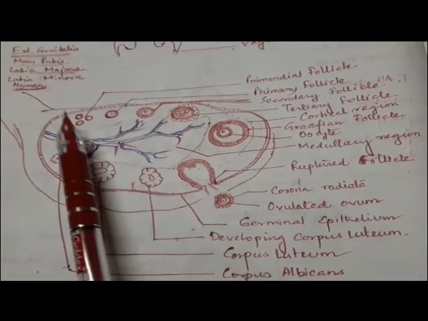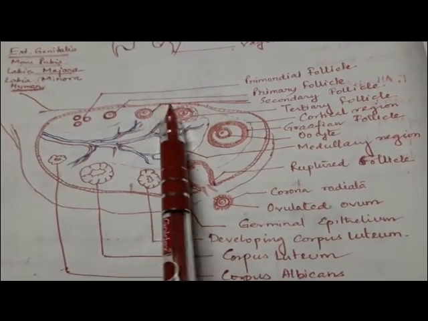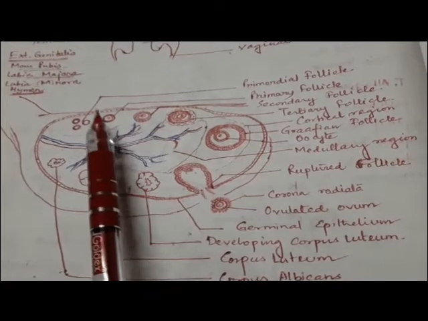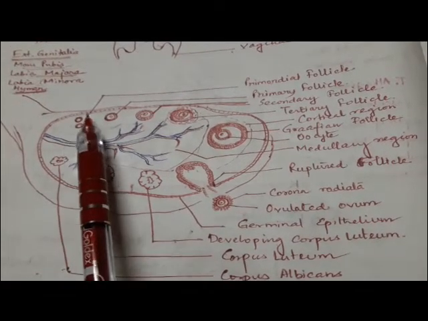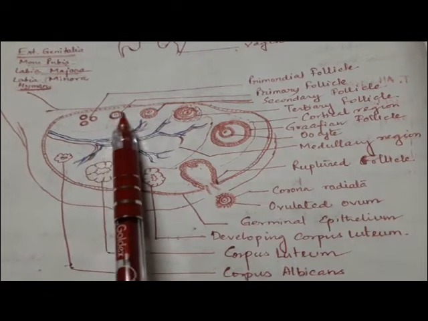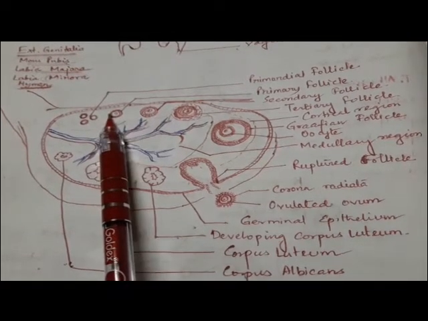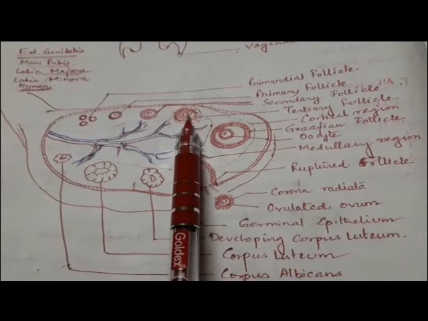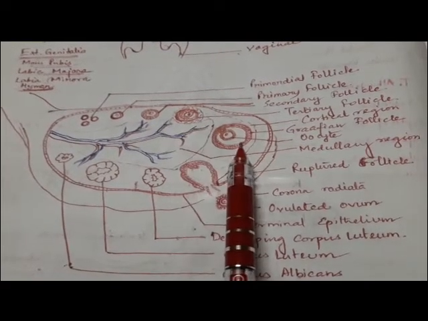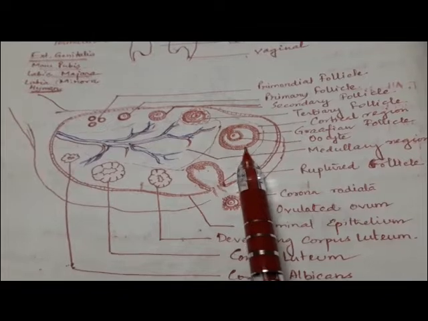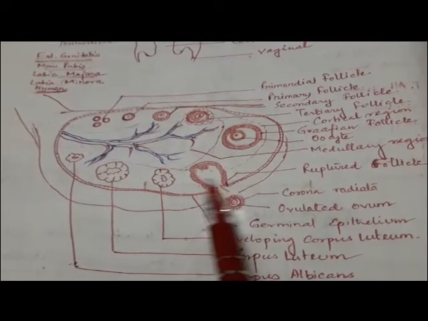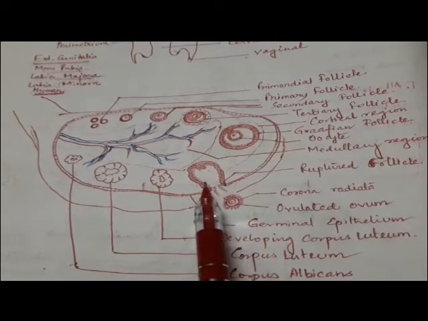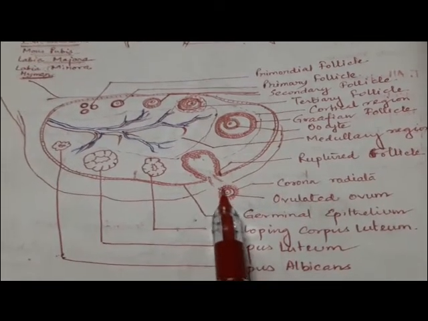Now here, as you can see, the primary follicle undergoes transition. The transition is such that the primordial follicle forms the primary follicle, primary to secondary follicle, secondary to tertiary, tertiary to Graafian follicle, and then Graafian to corpus. The Graafian follicle gets ruptured, right? As you can see, the structure is getting ruptured and the ovum is getting released.